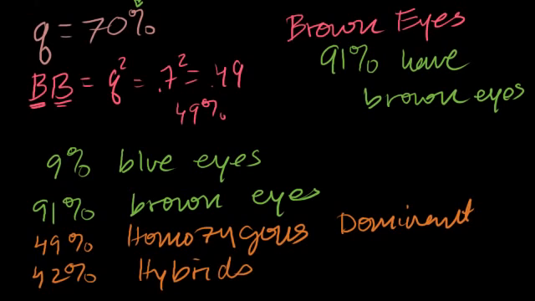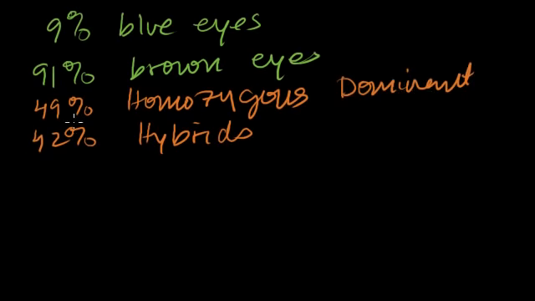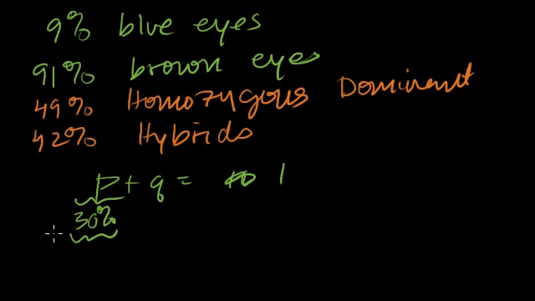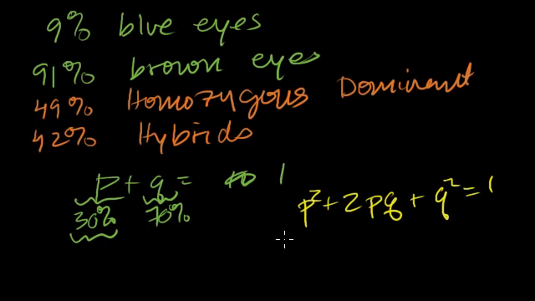And if we go back to the Hardy-Weinberg equation, P plus Q has to be equal to 100%, or I could just write 1. We figured out that P was 30%, the frequency of the blue-eyed allele, the actual trait, not the observation of it or the genotype. And the frequency of the brown allele was 70%. And then this is a breakdown when you square that. So we also know that P squared plus 2PQ plus Q squared is equal to 1.